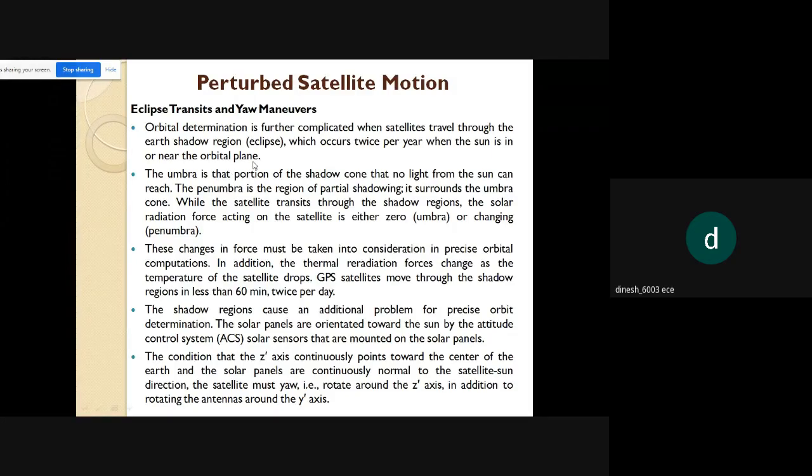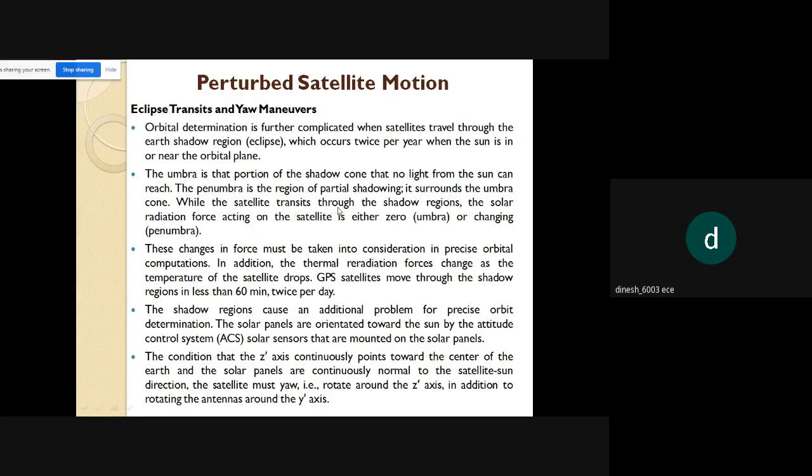If an eclipse occurs, which will always occur twice per year, every year two eclipses will occur when the sun is near the orbital plane. So then I'll show you two regions. One we call the umbra region and the next is the penumbra region. So there are two regions occurring due to this, where the umbra is the portion of the shadowed cone that no light from the sun can reach, and the penumbra is the region of partial shadowing, which surrounds the umbra cone.